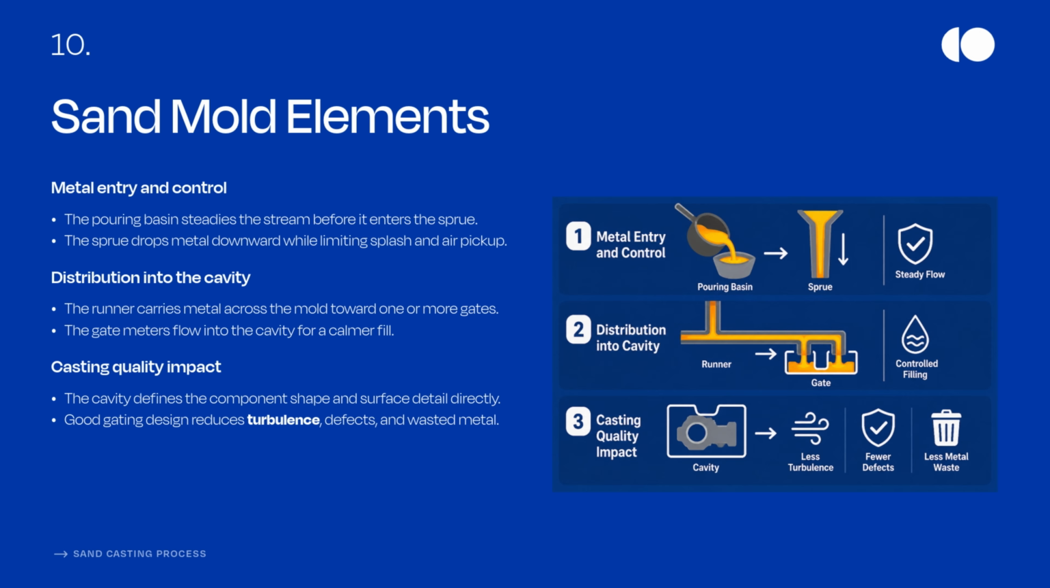Distribution to the cavity, the second step. The second element, the runner, carries metal across the mold toward one or more gates. The gate meters the flow into the cavity for a calmer fill. Casting quality impact: the cavity defines the component shape and surface detail directly. Good gating design reduces turbulence, defects, and wasted metal.